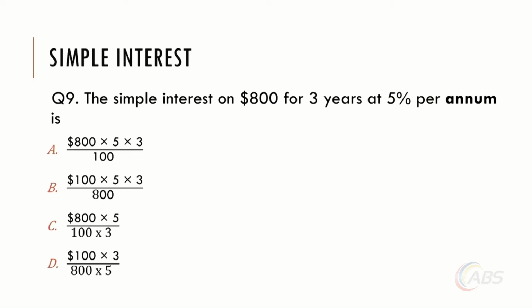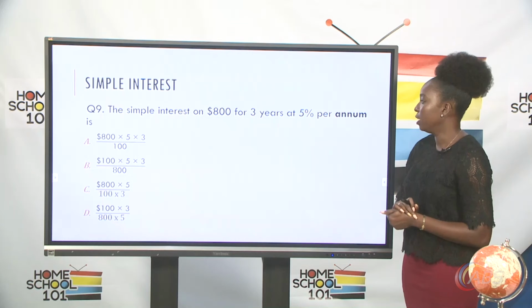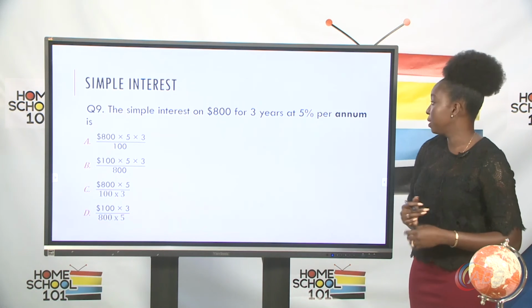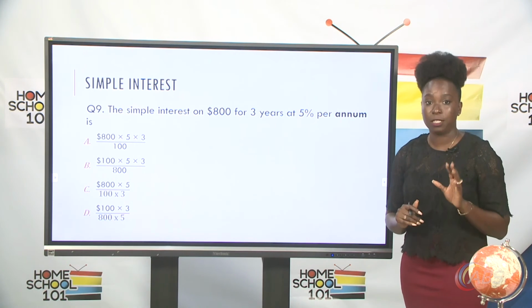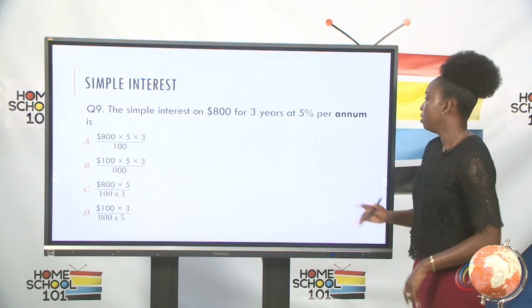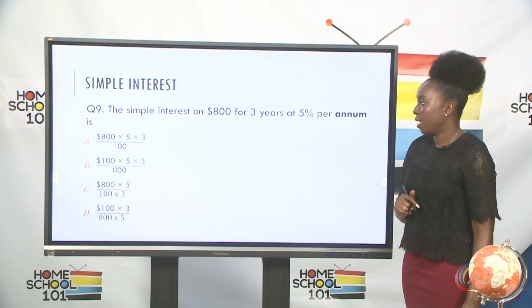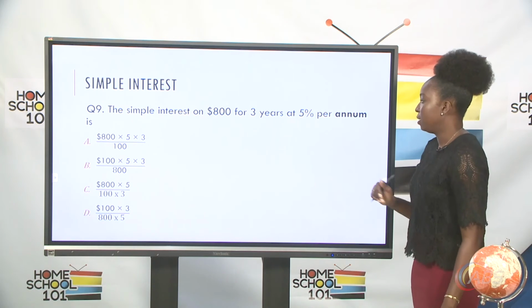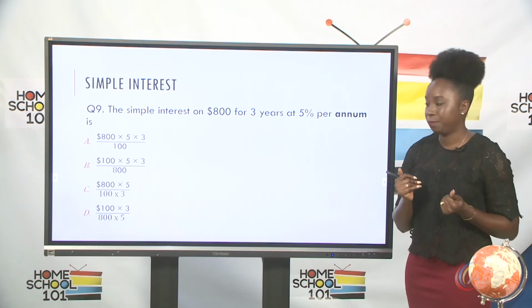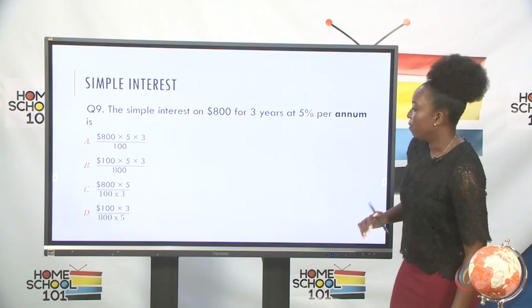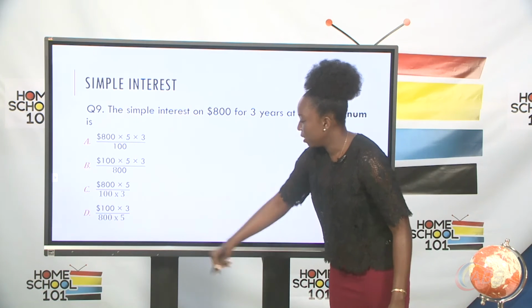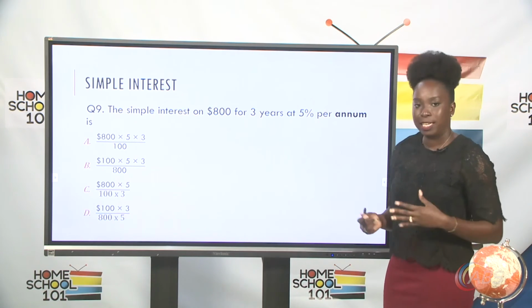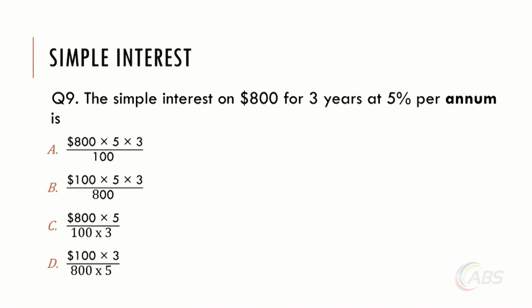Question 9. The simple interest on $800 for 3 years at 5% per annum is, and remember we talked about per annum already. So the simple interest on $800 for 3 years at 5% each year is what? Now, if we look at the options, we'll notice that they didn't actually give a final answer. It has something to do with the formula.